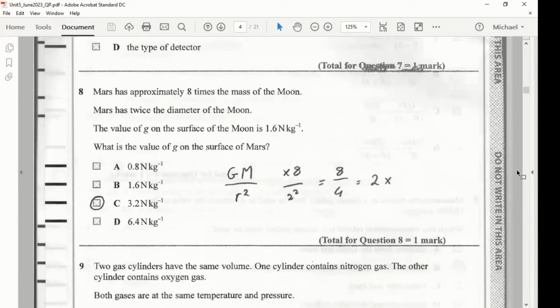If you remember the formula, it's big G, big M over R squared. So the top, 8 times the size, it's going to be 8 times more because it's 8 times more massive. But on the bottom, you're dividing by the square of the radius. So it's going to be 8 on the top, 2 squared on the bottom, which is 4. So overall, it's going to be about 2 times more. So it's going to be about 3.2.